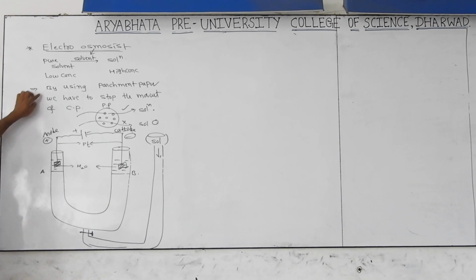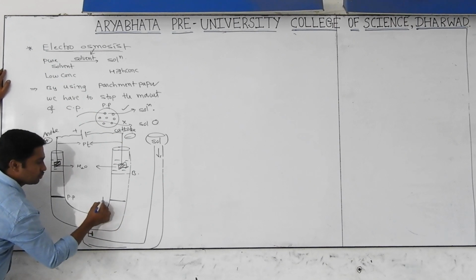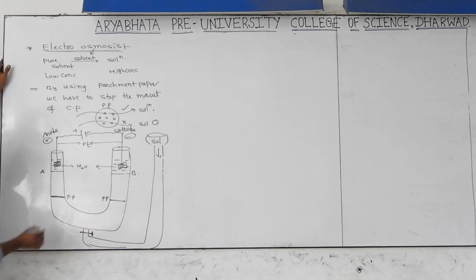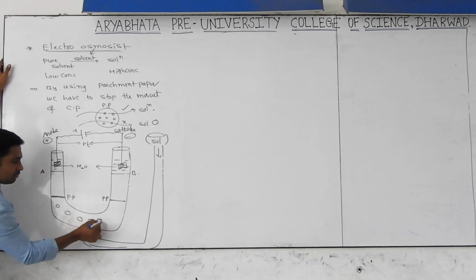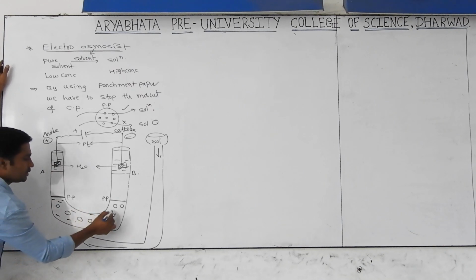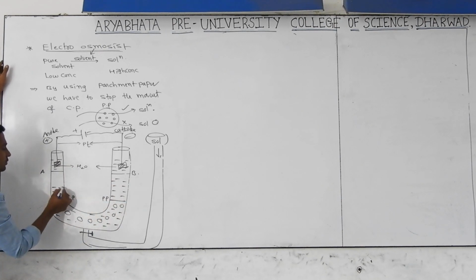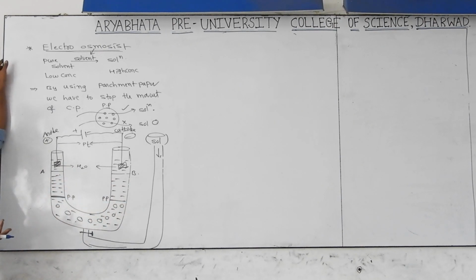But what is the condition or principle? By using a parchment paper bag, we have to stop the momentum of colloidal particles. Here I am placing a parchment paper bag, and here also parchment paper. Then whatever colloidal particles are there will all be stuck at the bottom, and the dispersion medium goes into the upper layer. Why? Because the dispersion medium is nothing but solvent, a very small size, so it can pass through the holes of the parchment paper.